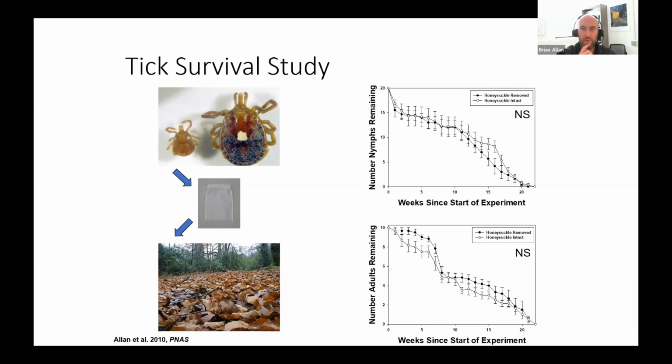And what you can see is that for both the nymphs and the adults, there was no significant effect whether they were placed in honeysuckle intact or honeysuckle removed plots. They essentially died at the same rate.